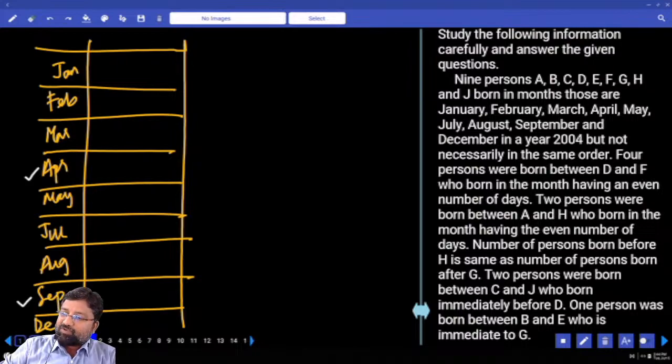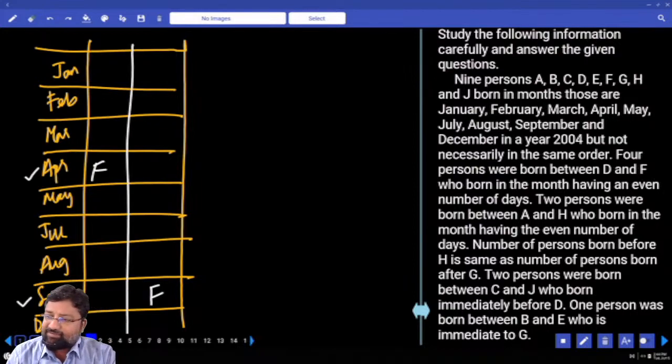Next, F has even number of days, and obviously will have how many possibilities? 2 possibilities. And what's the number between F and D? How many were born? 4. Above F it is not possible. 1, 2, 3, 4. This should be D. On the second side, 1, 2, 3, 4. This has to be D.